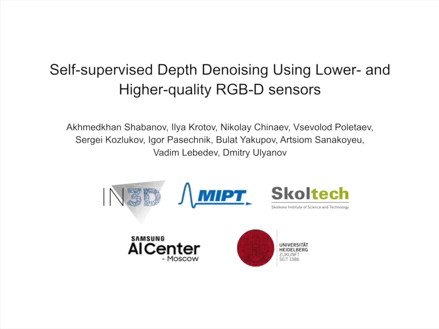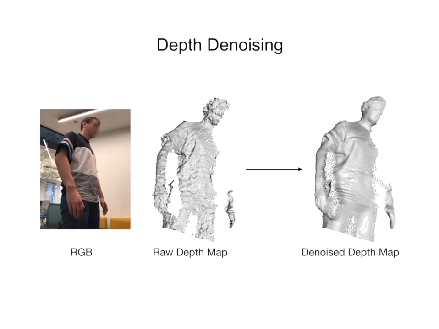Hi, in this work we tackle the problem of depth estimation refinement. Given a depth map of a sensor, the task of depth denoising is to increase the signal-to-noise ratio of the depth map, as it is shown on the slide.